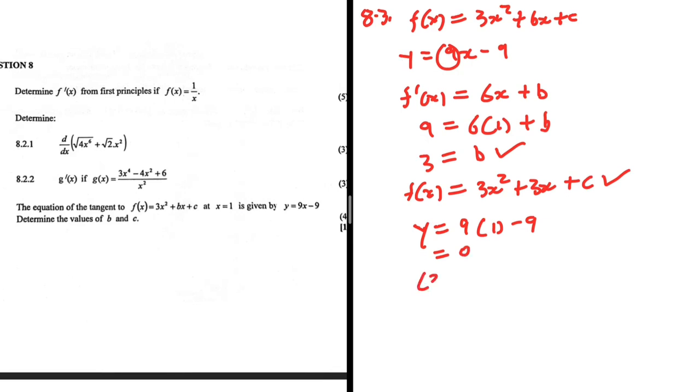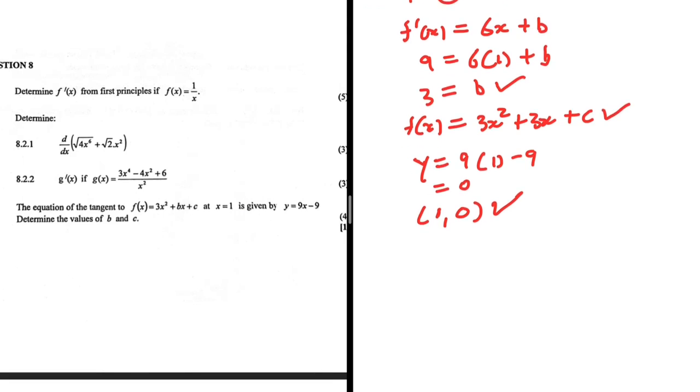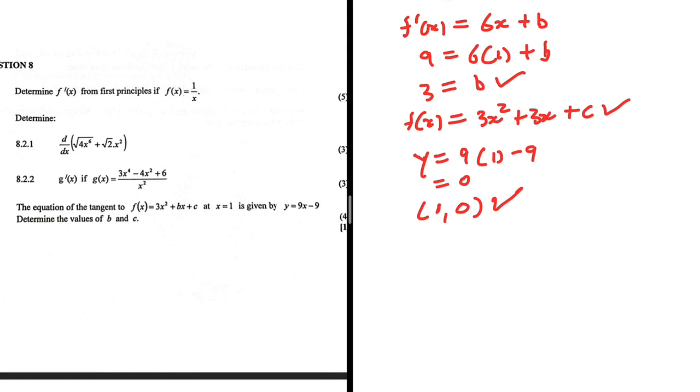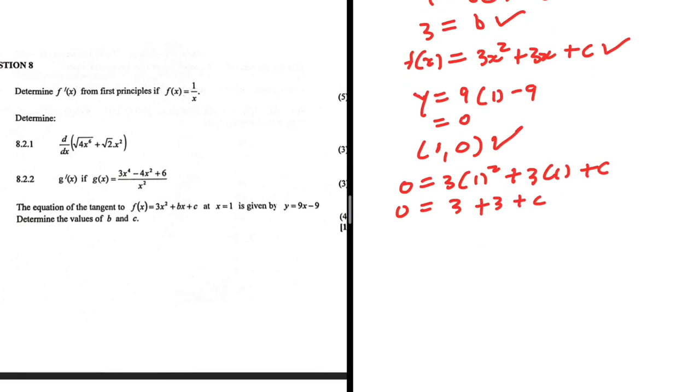So when x equals 1, the y value is 0, right? And then when x equals 1, the gradient is 9. Yeah, those two things can be correct at the same time. There's no issue there. So if we substitute that point into f of x, we're going to have 0 equal to 3 multiplied by 1 squared plus 3 multiplied by 1 plus c. So 0 equals 3 plus 3 plus c. So 3 plus 3, that is 6. So minus 6 equals c.